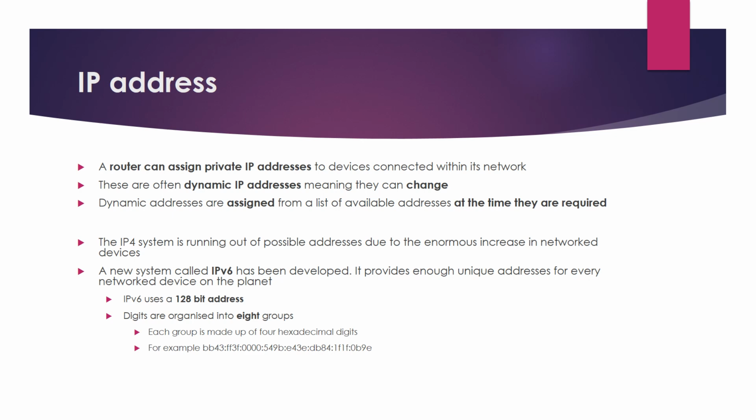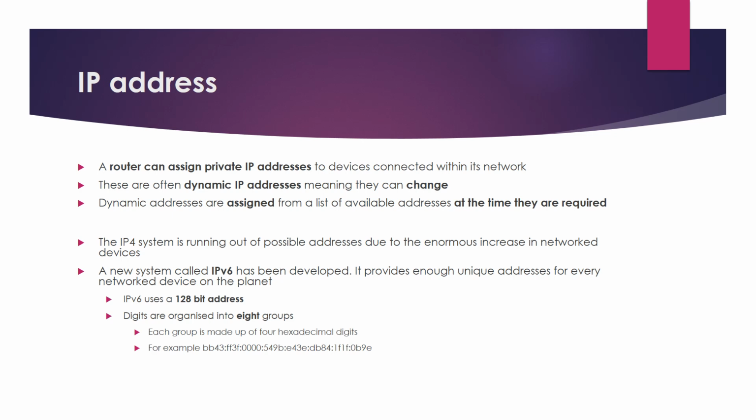A router can assign private IP addresses to devices connected within its network. These are often dynamic IP addresses, meaning they can change. Dynamic addresses are assigned from a list of available addresses at the time they are required. The IPv4 system is running out of possible addresses due to the enormous increase in network devices. So a new system has been developed, which is IPv6, and it provides enough unique addresses for every network device on the planet.